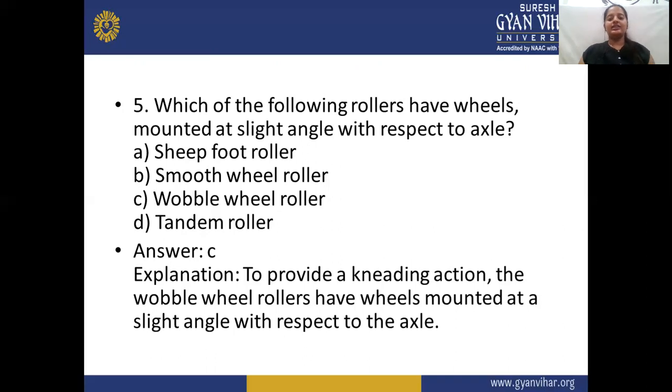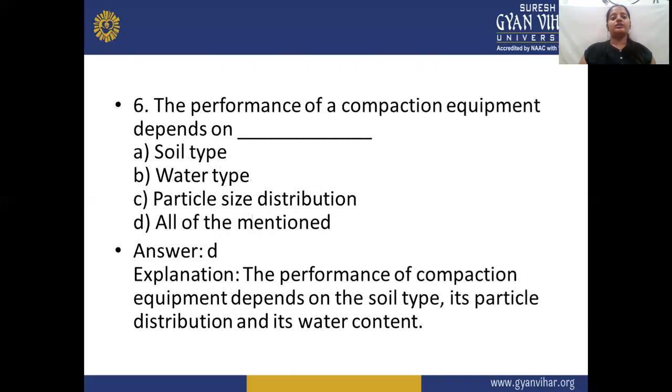Explanation: to provide kneading action, the wobble wheel rollers have wheels mounted at a single angle with respect to the axle. Okay. The performance of a compacting equipment depends on: first, soil type; second, water type; third, particle size distribution; and fourth, all of the above. And the answer is all of the above, all of the mentioned.